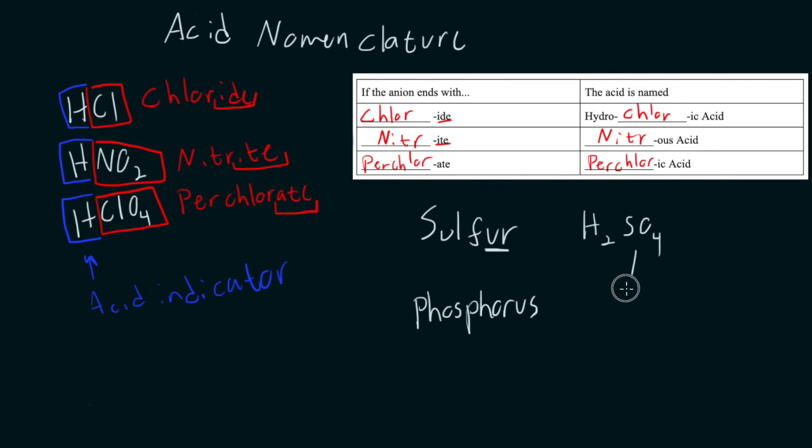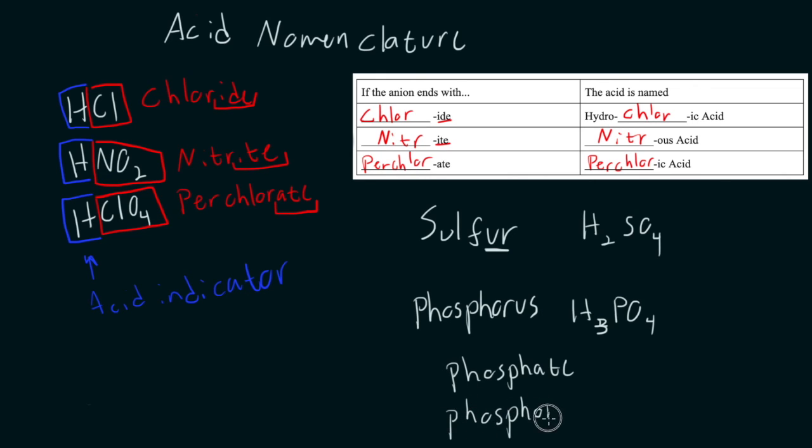So let's look at that. If I've got H3PO4, well, that's phosphate, right? Would that be phosphic acid? No, in the same way that we take sulfur and make it sulfuric acid, I'm going to take phosphate and make it phosphoric acid. Okay? So we'll just have to remember that.